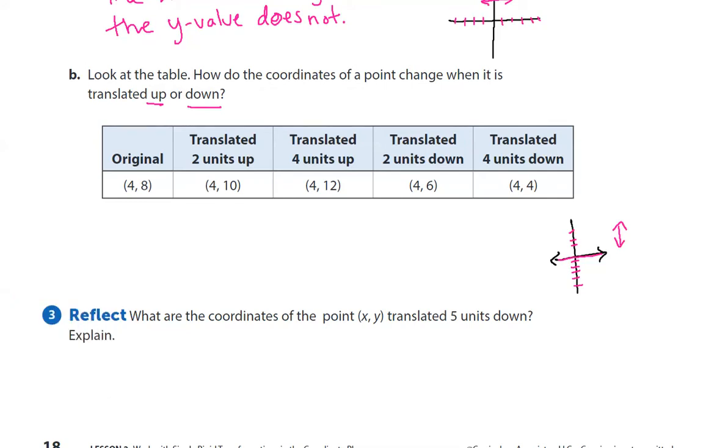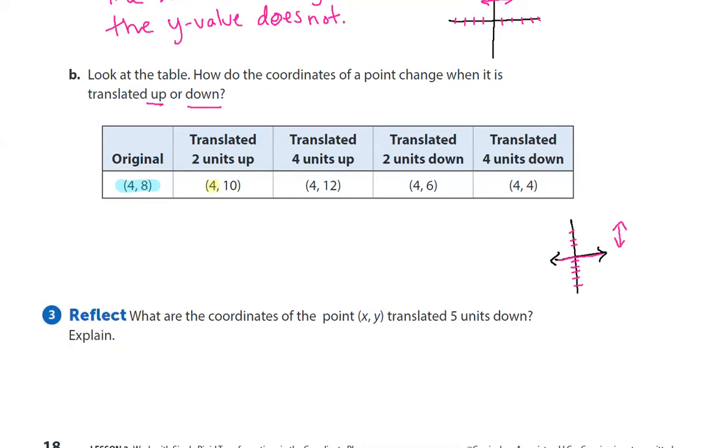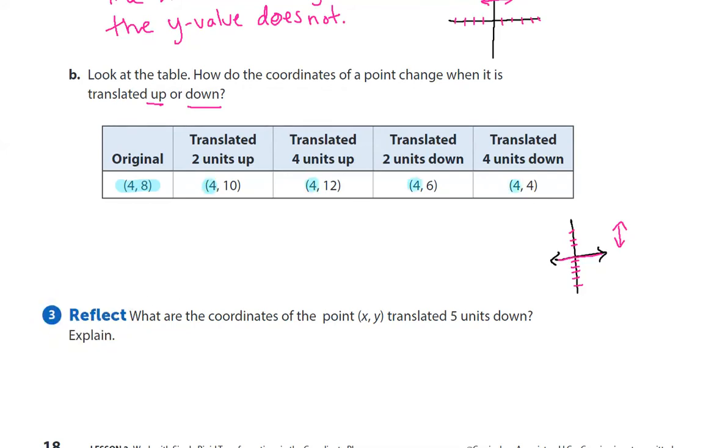So if you look here, the original is, I want to go back to my original colors. The original is 4, 8. And the x's this time, I did the opposite colors again, all stayed the same, but the y's are changing. If it goes 2 units up, then this is going to go 2 units up. If this goes 4 units up, it's going to go 4 points up. If it goes down, this goes down by 2. If it goes down by 4, then this goes down by 4.